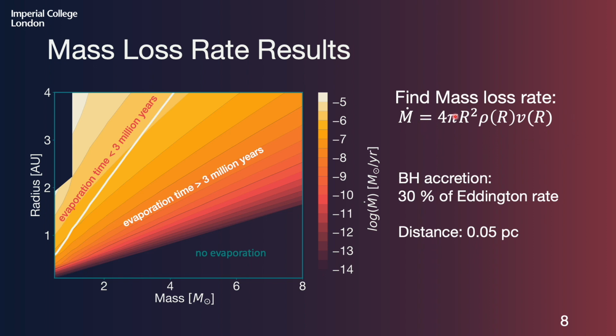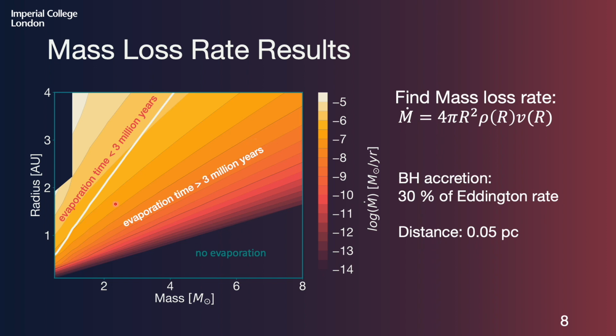And now the plot shows the obtained result. The color is the logarithm of the mass loss rate in solar masses per year, while on the x-axis we have the mass, and on the y-axis we have the radius. This white line is separating this parameter space of all possible stars into regions, one in which the stars take less than 3 million years to evaporate, and one in which they take more than 3 million years. This then means that some evaporation can happen, specifically of the stars in this region.